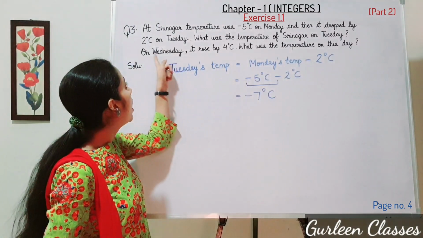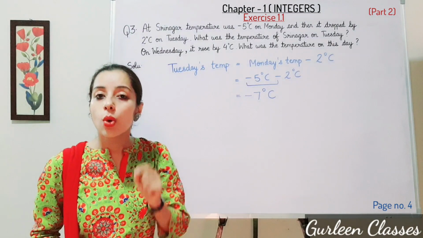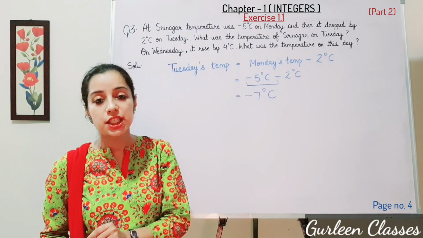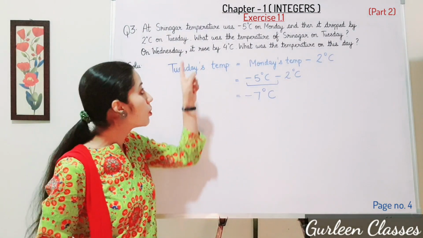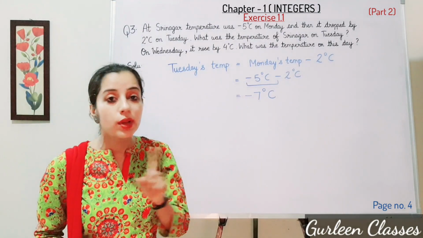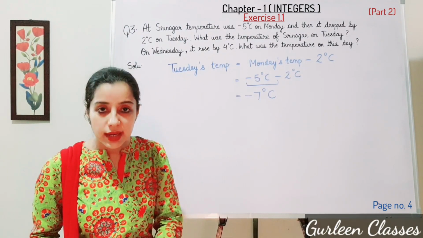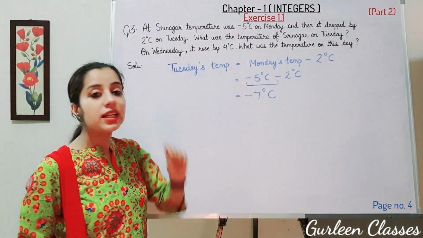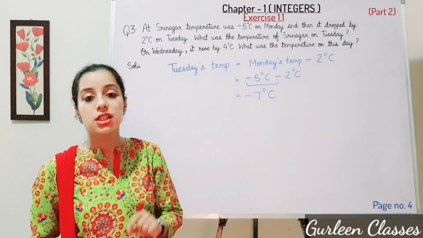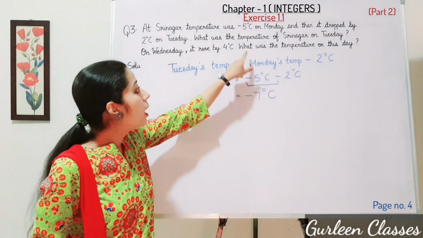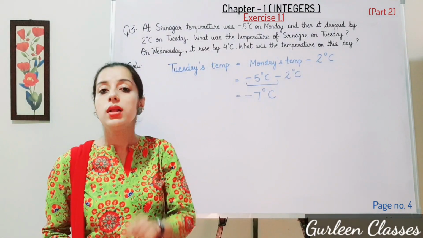Next part, on Wednesday, it rose by 4 degrees Celsius. Students, this rose is not that gulab ka phool. It is not that rose. Rose means बढ़ गया. On Wednesday, temperature increased by 4 degrees Celsius. Rose means बढ़ना. What was the temperature on this day?